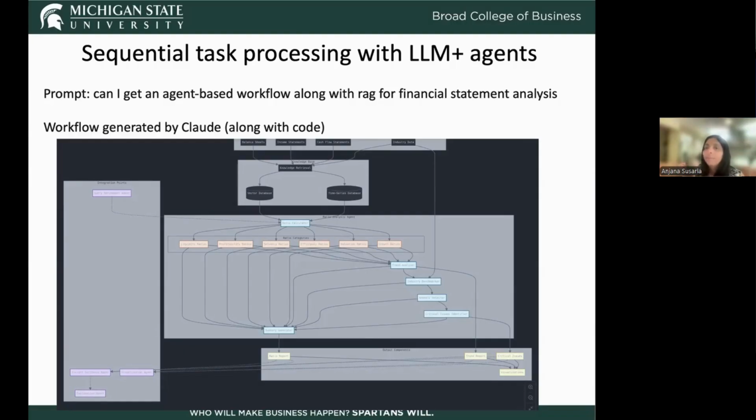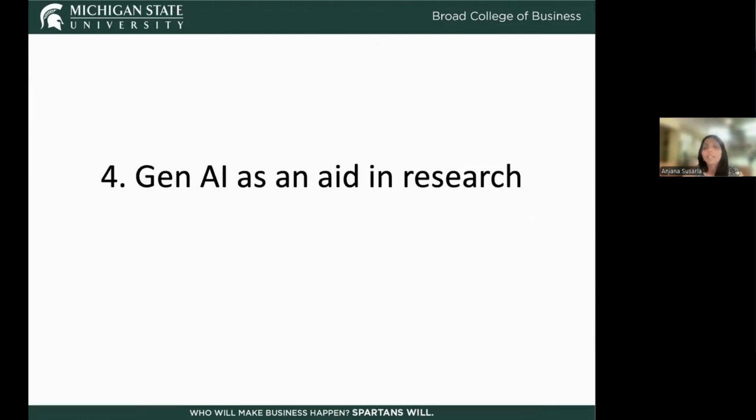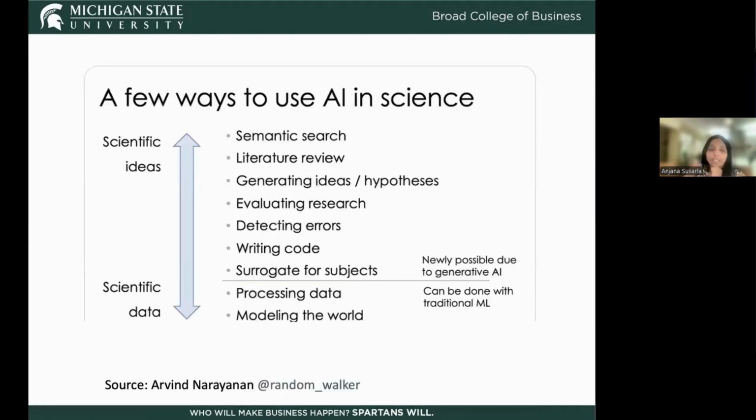Just imagine the same process applied to 10K filings or ESG disclosures of companies or lots and lots of large scale company data. And that's the power of generative AI, right? So this is a sample agent workflow that Claude generated. You can do profitability analysis, liquidity analysis, and so forth. So given this awesome power of generative AI, how do I use it as an aid in research, right?